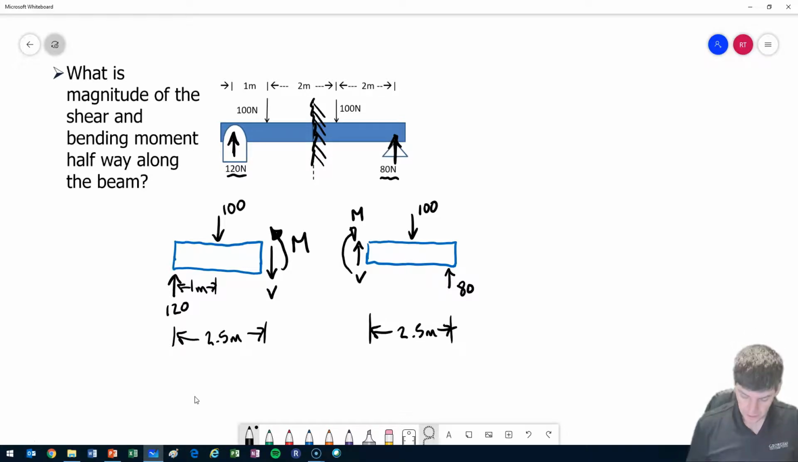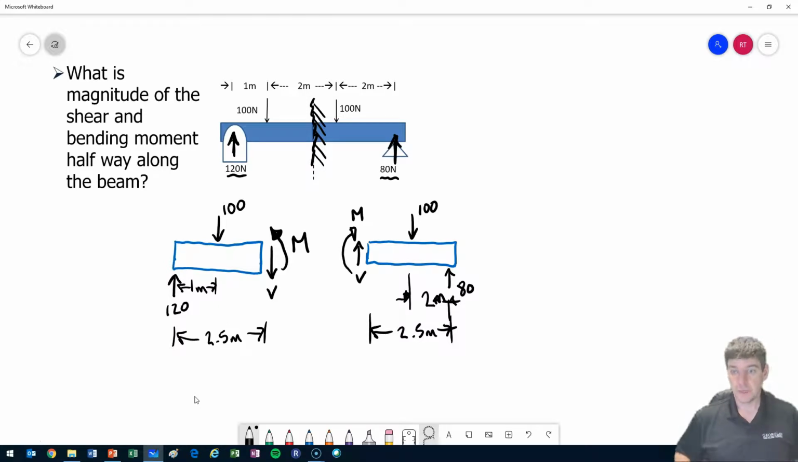And looks like the 100 is 2 meters from the 80. 2 meters. Okay, and so I have my left and my right hand side, and both of them are in equilibrium.